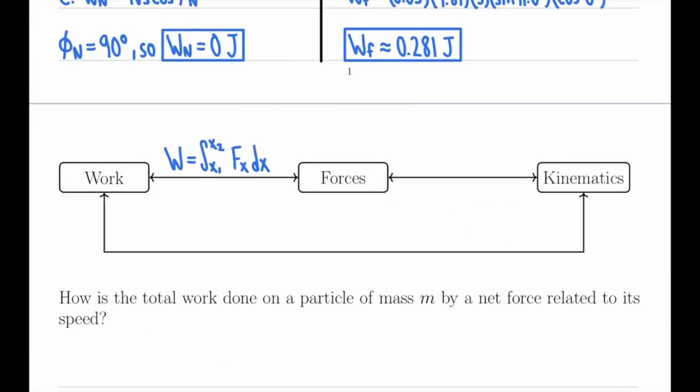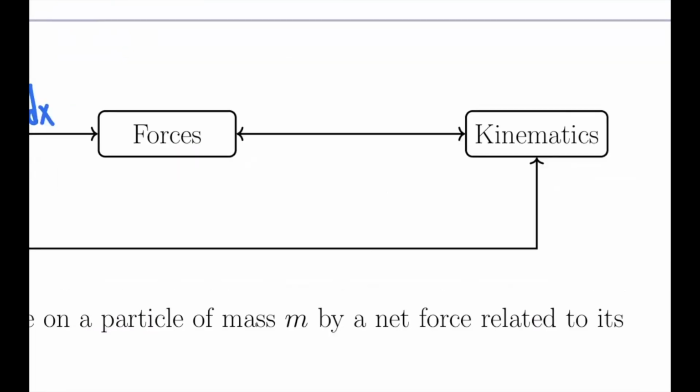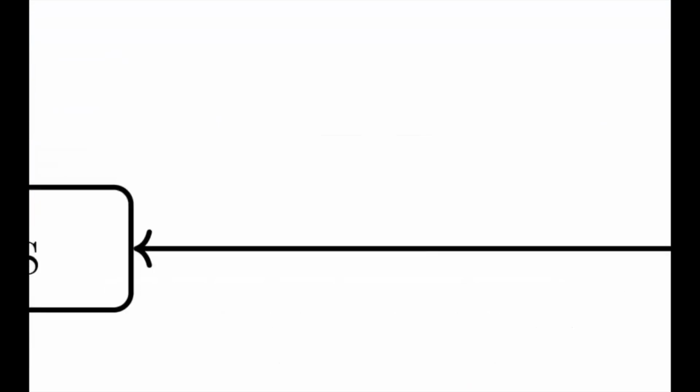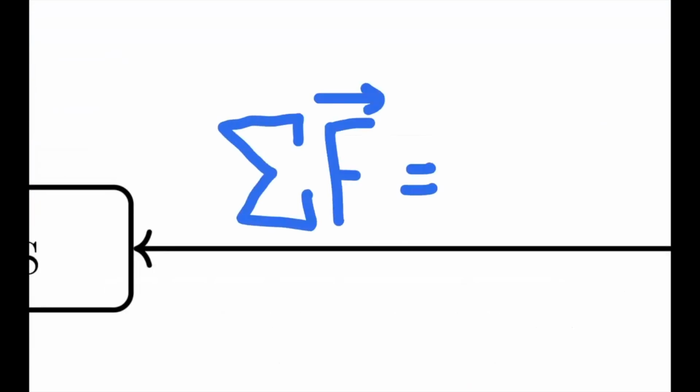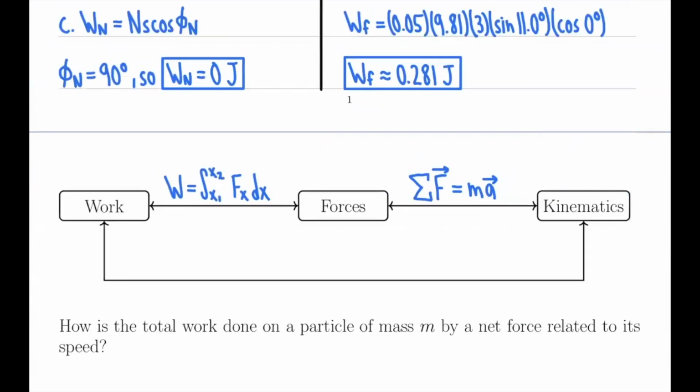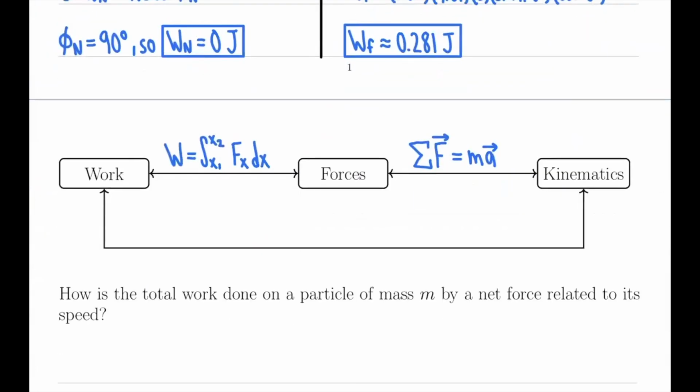All right, so that's what relates work and force. So what connects forces and kinematics? F equals ma. Exactly. Because of the acceleration in F equals ma, you can do a lot of stuff with acceleration and relate it to speed and all that stuff. So the equation that connects forces and kinematics is that the net force equals ma. Okay, so now the next question is what relates work and kinematics? That's what we're going to figure out right now.